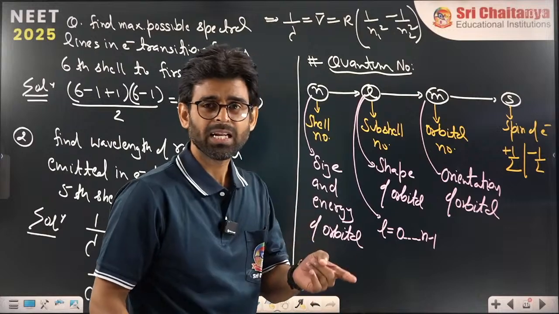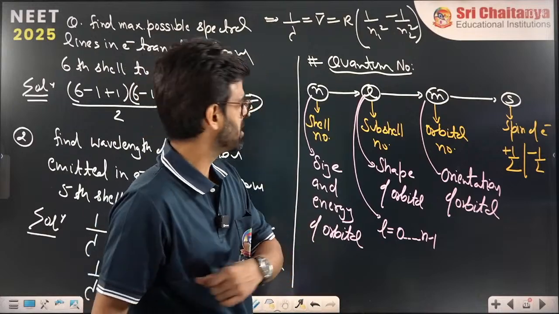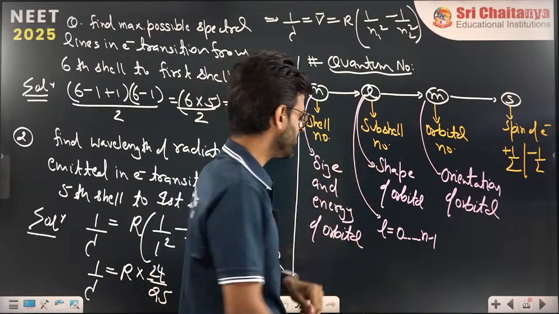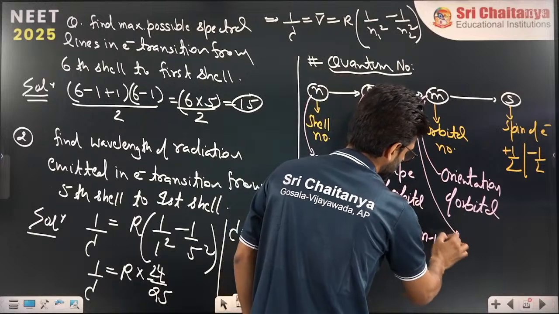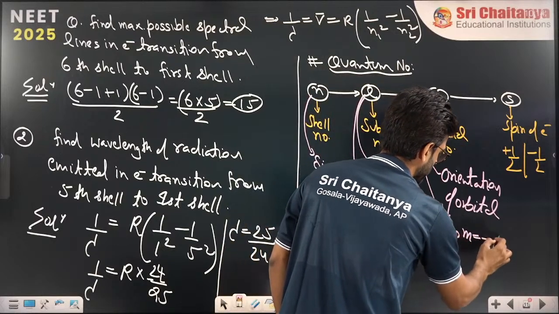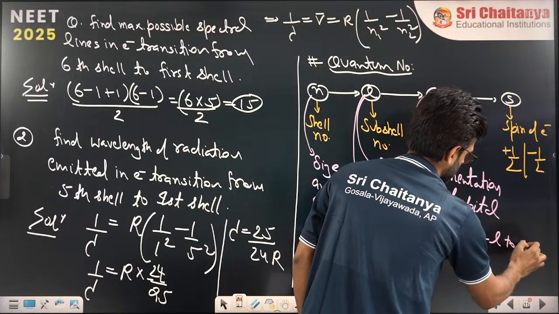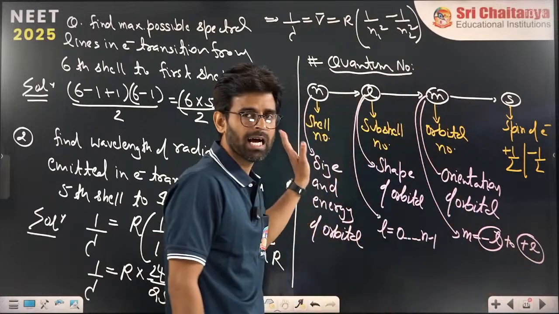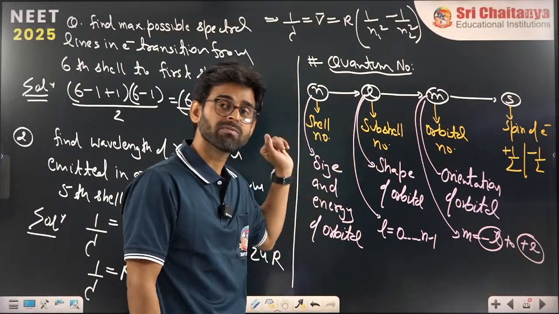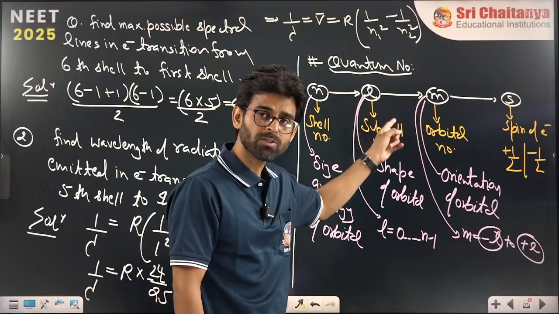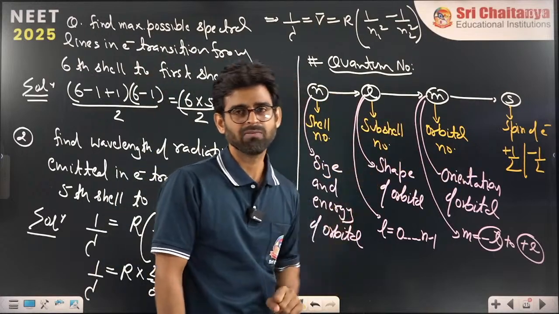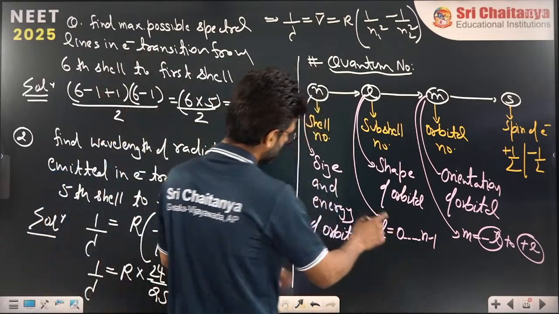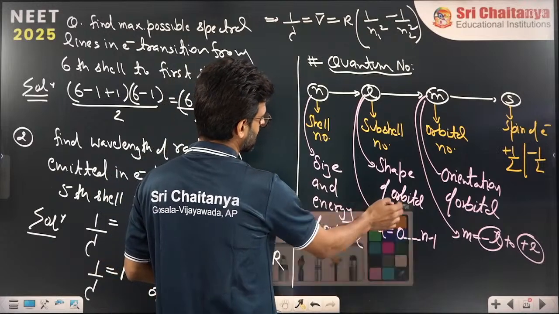So in which shell, how many subshells can exist? It depends on the n value. l values will come from where? n. And m value comes from where? From the l. So m is possible from minus l to what? Plus l. So in a shell, how many subshells exist? It depends on the n value. In a subshell, how many orbitals can exist? Depends on the l value, right? You know this very well. Clear? Good.